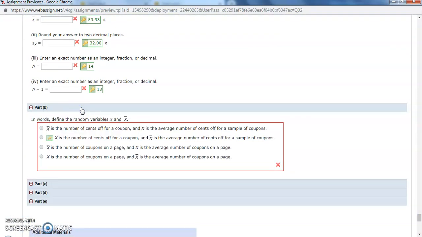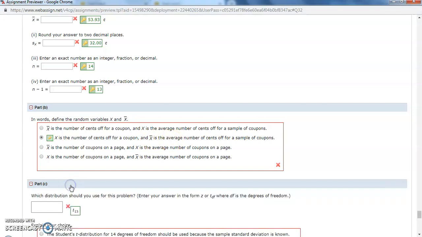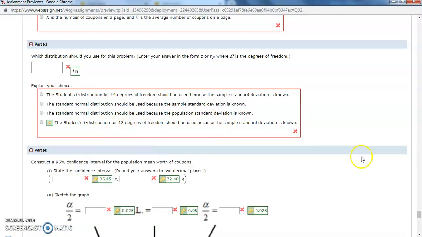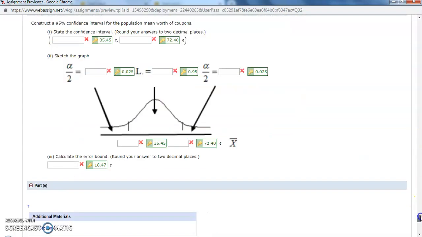For part B, X and X bar. So X is the number of cents off for a coupon, and X bar is the average number of cents off for a sample of coupons. So X bar is the average number, and the distribution is going to be T13. And you're going to use the student t distribution for 13 degrees of freedom because the sample standard deviation is known.